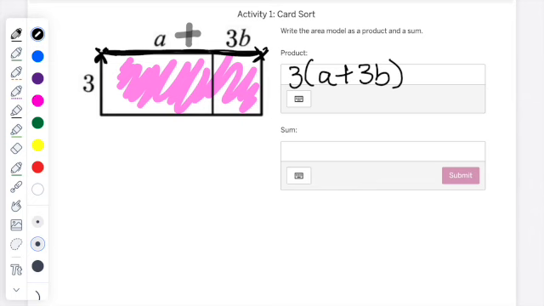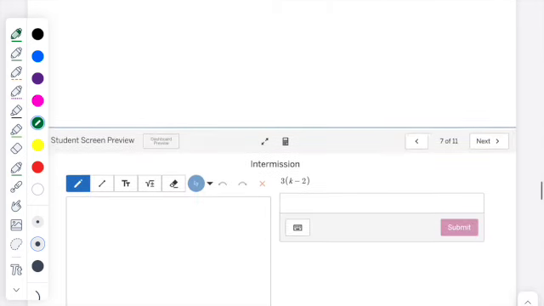Okay, now I'm going to distribute that. 3 times a is 3a. Put my addition symbol. And now it's 3 times 3b. So 3 times 3 is 9b. Hopefully my colors have been helpful for you. Go ahead and move on to number 7.